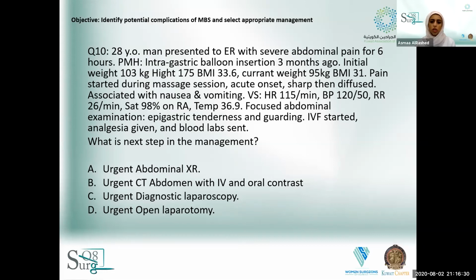His vital signs showed a heart rate of 115, blood pressure 120/50, respiratory rate 26, saturation 98% on room air, and a temperature of 38.6. Your focused abdominal examination revealed epigastric tenderness and guarding, only in the epigastric area. You started him on analgesia and IV fluid, and you sent a workup. What is your next step in the management? A, an urgent abdominal x-ray? B, an urgent CT scan with IV and oral contrast? C, an urgent diagnostic laparoscopy? D, urgent open laparotomy?